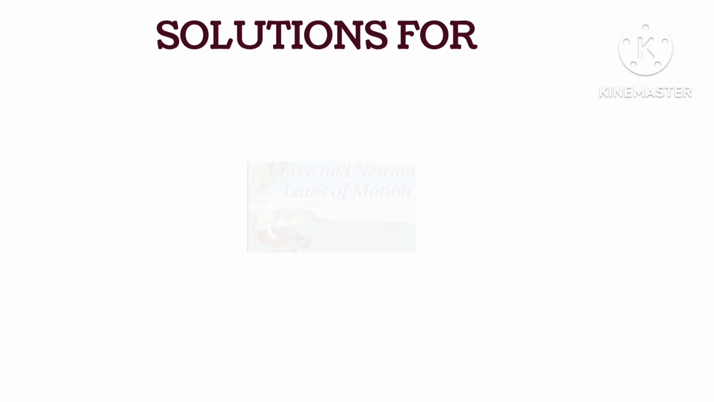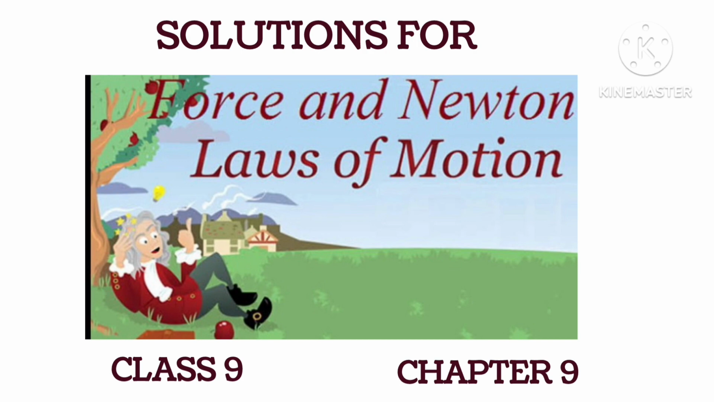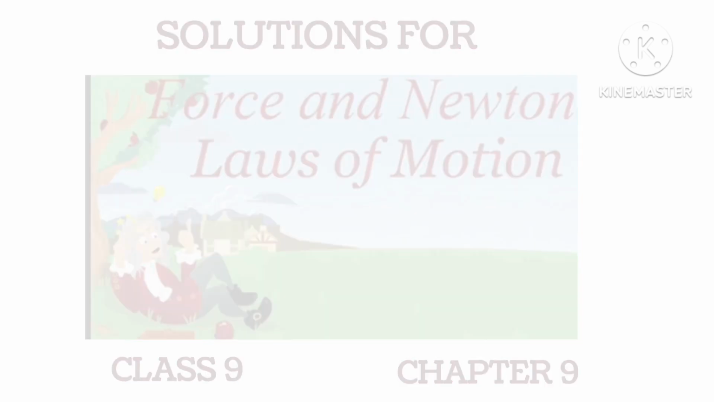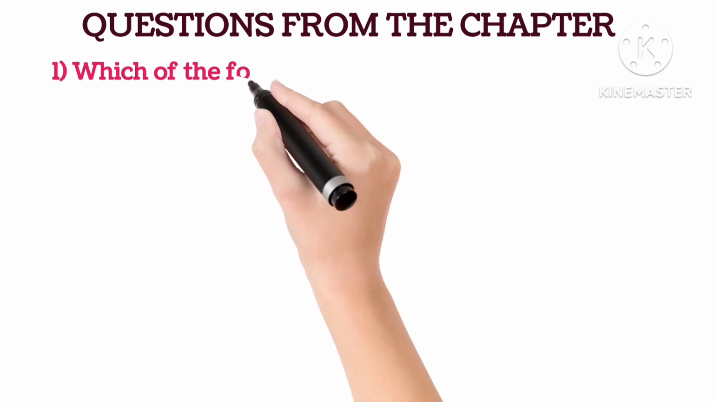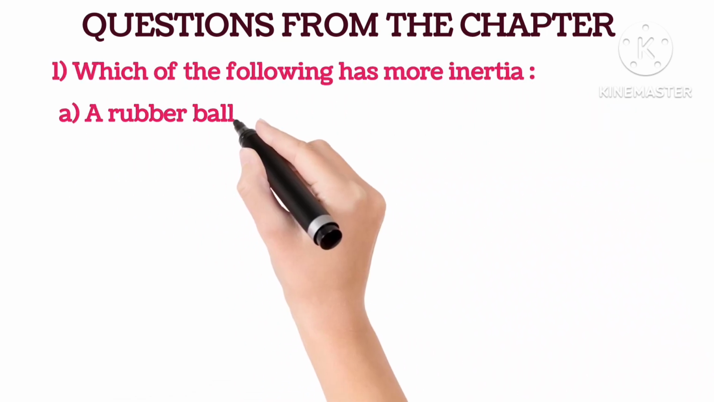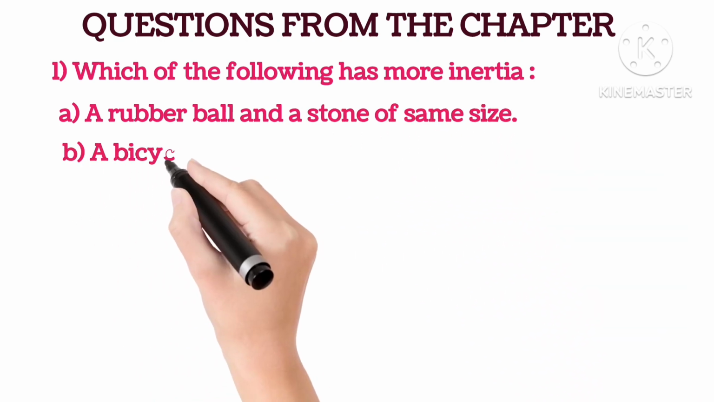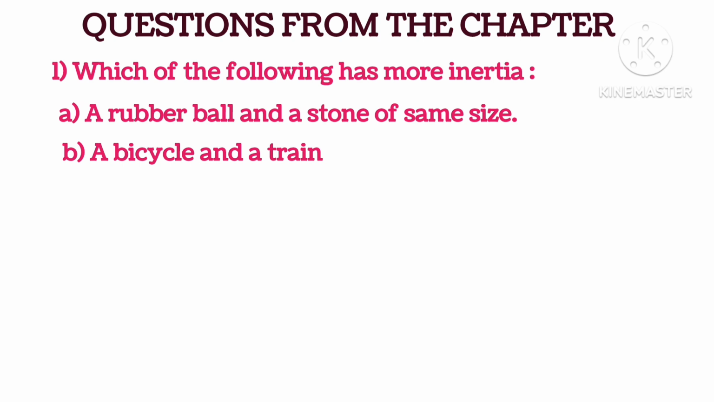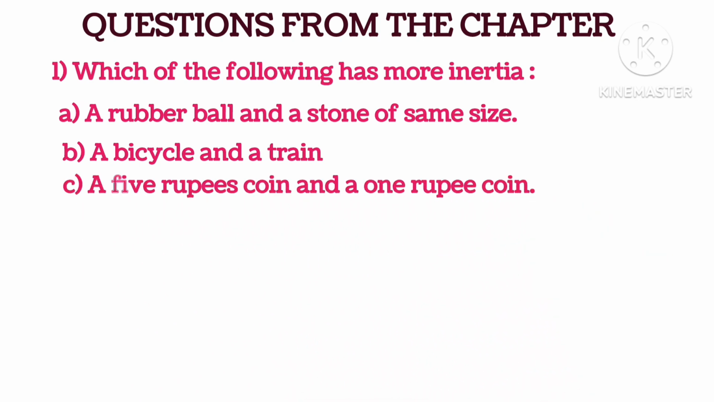Solutions for Force and Newton's Laws of Motion, Class 9, Chapter 9. Questions from the chapter. Which of the following has more inertia? A rubber ball and a stone of same size? A bicycle and a train? A 5 rupee coin and 1 rupee coin?